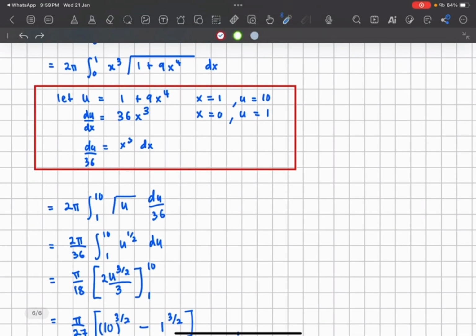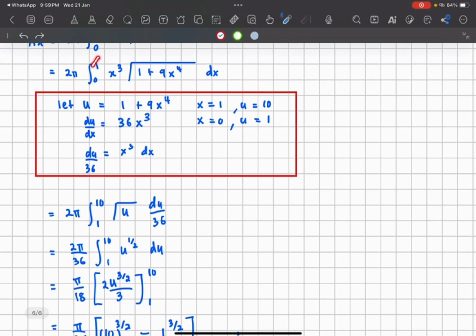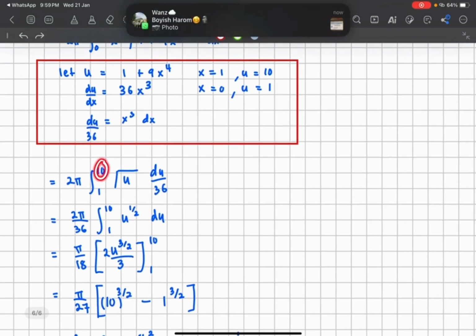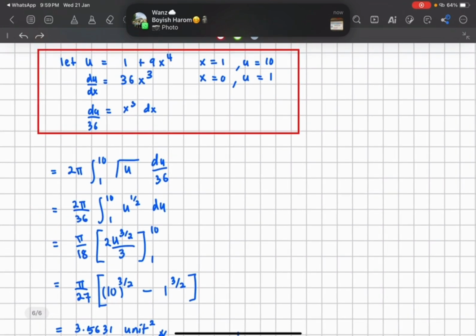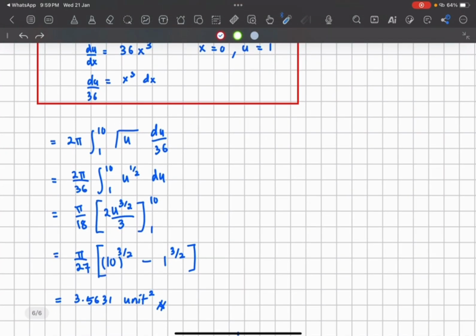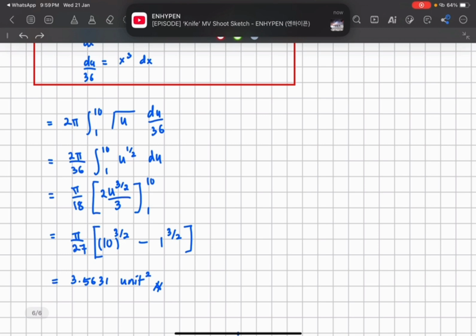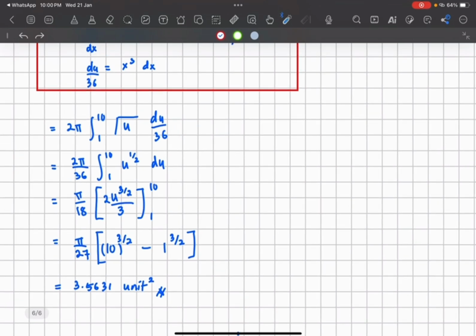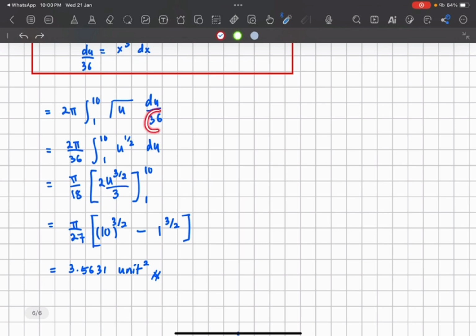But we must remember that we cannot use 10 when we want to substitute our u. So I change dx first to become u, and then we substitute 10 and 1. So when we are done substituting our function, then we can continue with our integration. But first, we must bring the 36 outside, so it will be easier for us to do the integration.